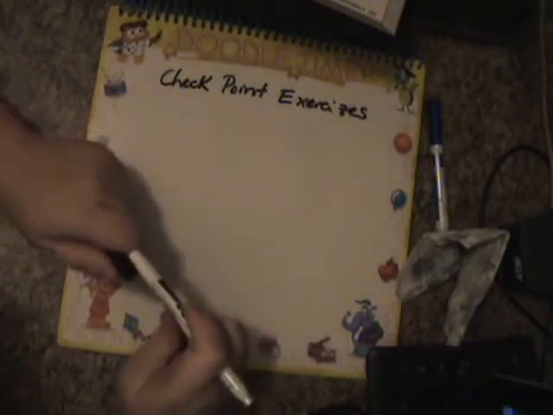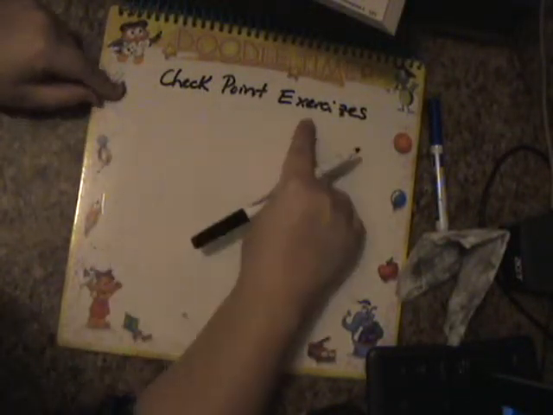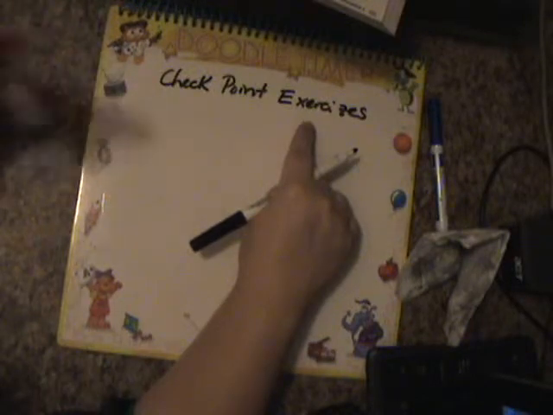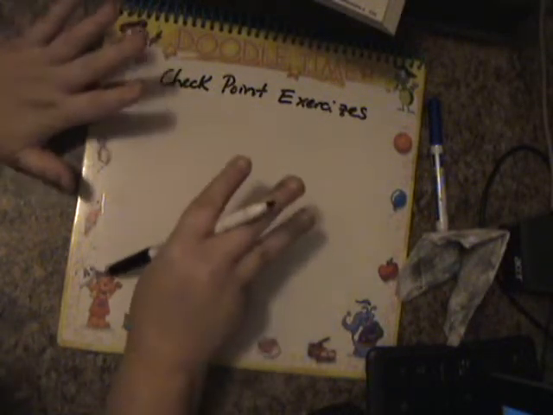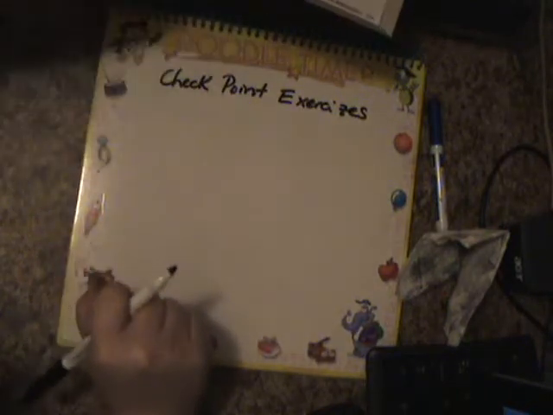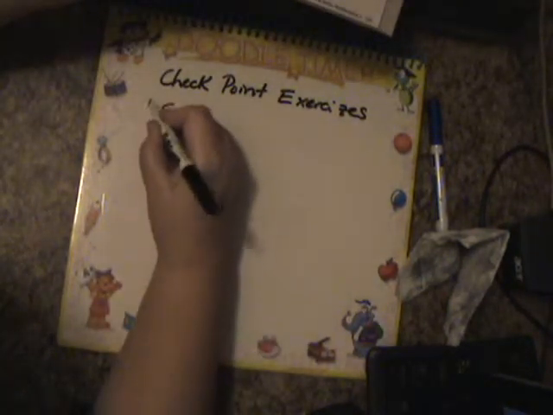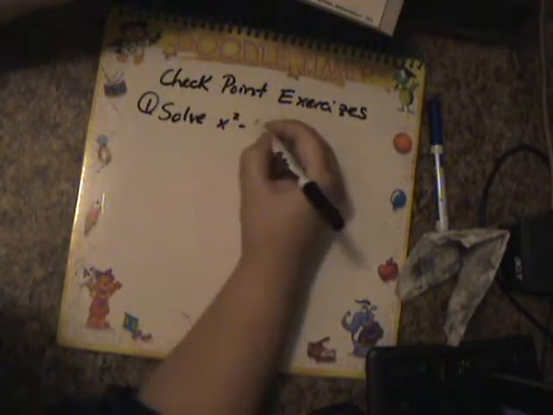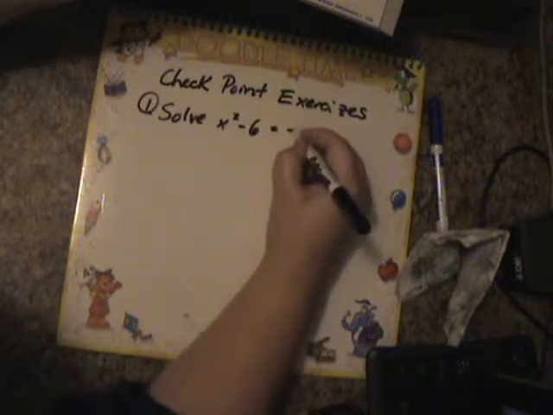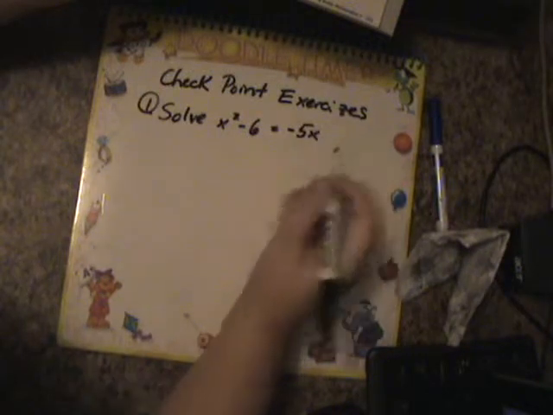Okay, now these are the checkpoint exercises, and I'm going to work each of these exercises so you can see additional examples. So by the time I'm done here, you'll have a total of 8 examples that you can use. Now for the first one, it said solve x squared minus 6 equals negative 5x.